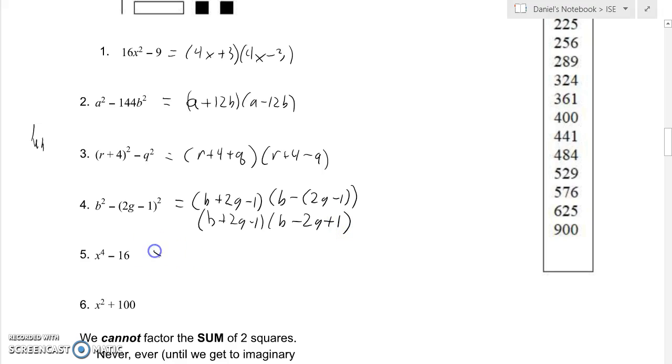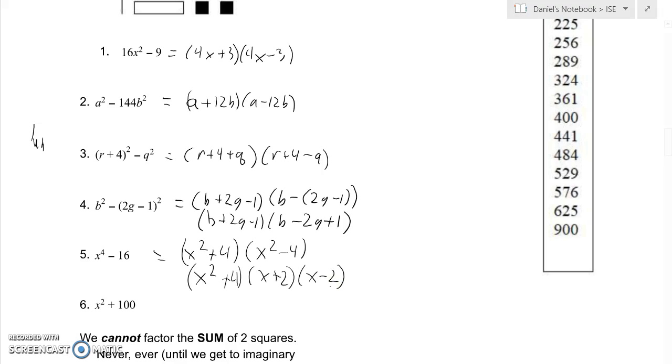We have x to the fourth minus 16, so x squared plus 4 times x squared minus 4. The x squared minus 4 is still the difference of squares, so we have (x squared plus 4) times (x plus 2) times (x minus 2). So if you can factor the second set of parentheses, you have to continue factoring.